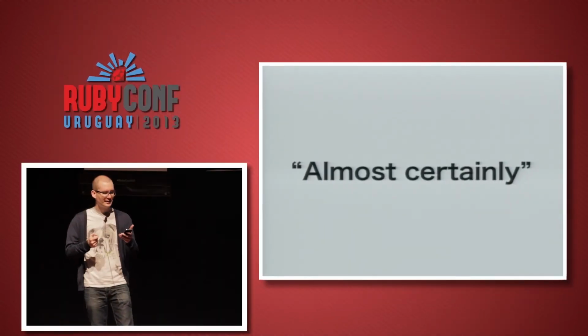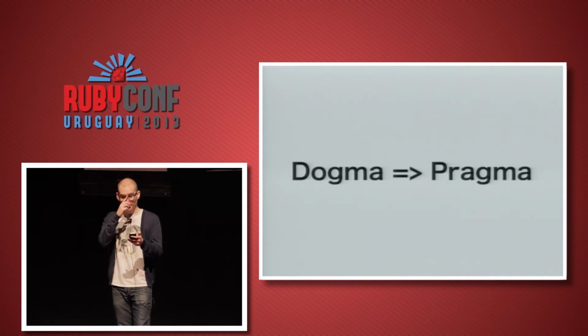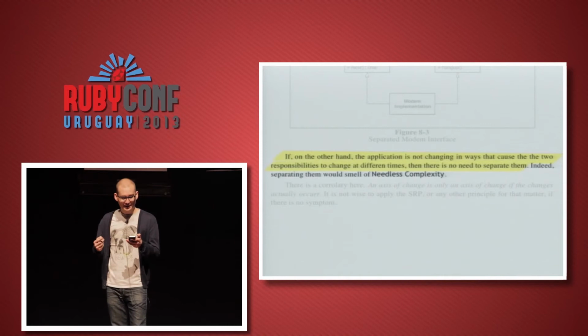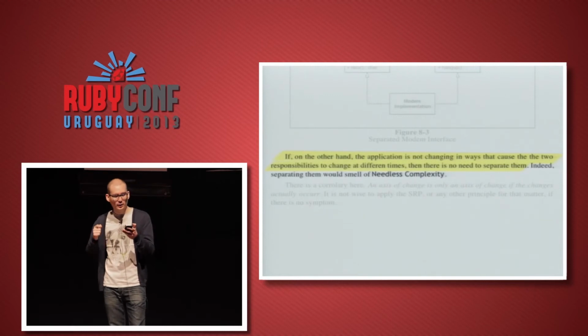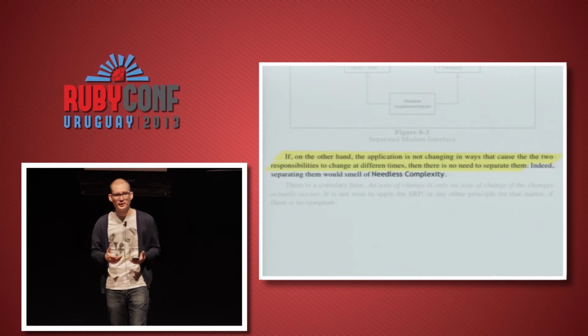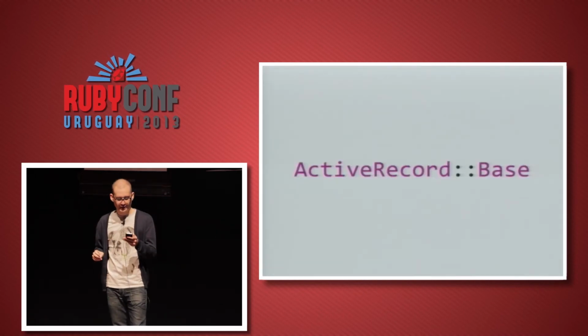I don't know about you, but I think this shift from almost certainly to it depends is amazing. It transformed the principle from something dogmatic into something that we can use. Later, in the same version of the article, he states, if the application is not changing in ways that cause the two responsibilities to change at different times, then there is no need to separate them. Indeed, separating them would smell of needless complexity. And he adds, finally, an axis of change is only an axis of change if the changes actually occur. By the way, these two paragraphs don't exist in the other version of the article.